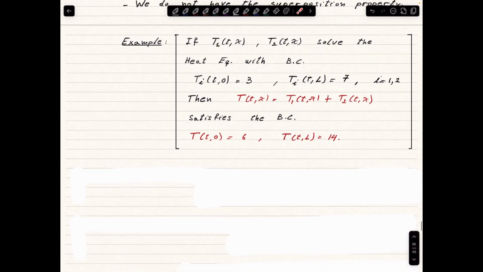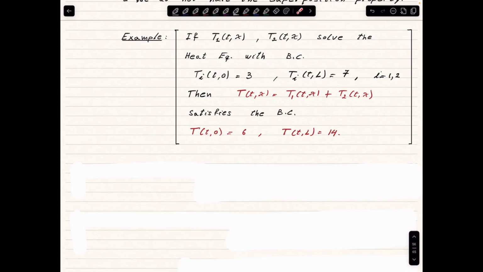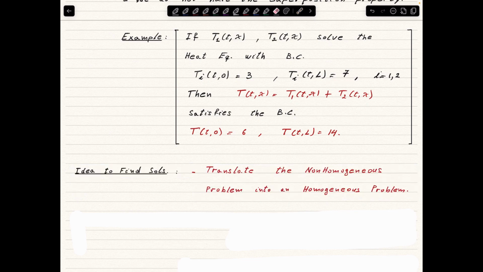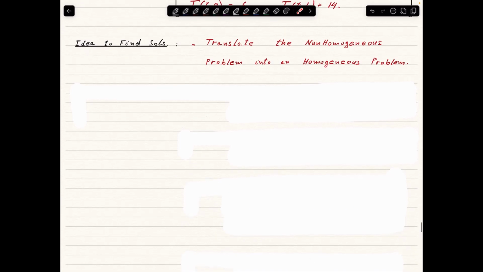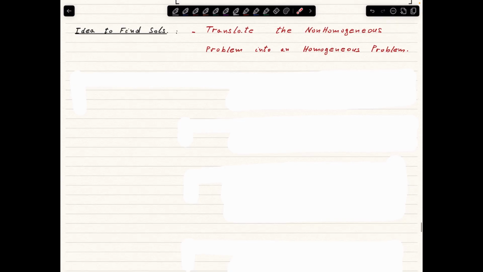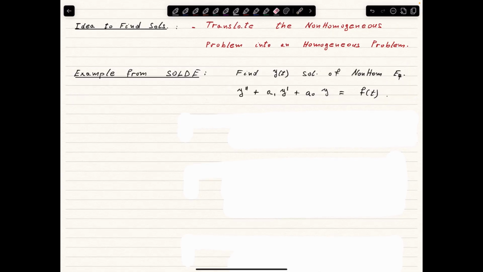So what is the idea to solve a problem with non-homogeneous boundary conditions? Well, the idea is to translate the non-homogeneous problem into a homogeneous problem. How do we do that? Well, let's recall what we did in a simpler case. In a simpler case, for example, second order linear differential equations like this.